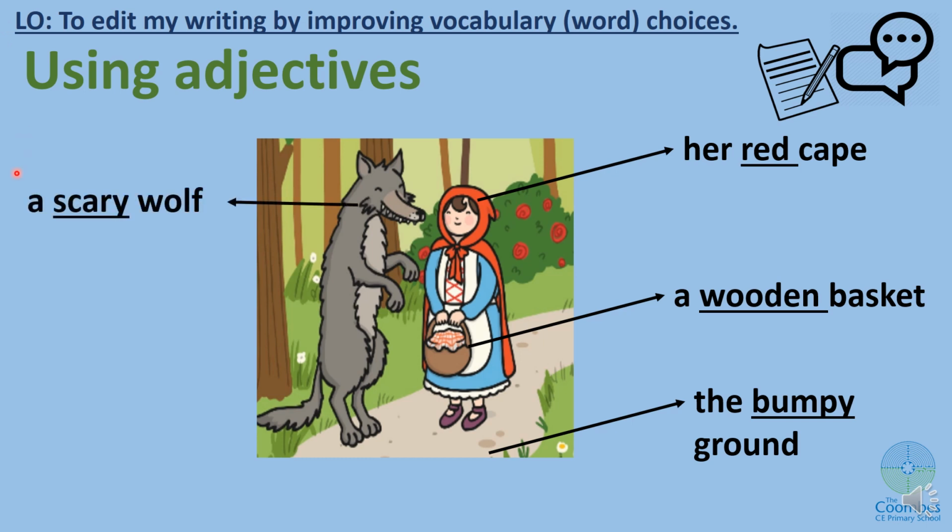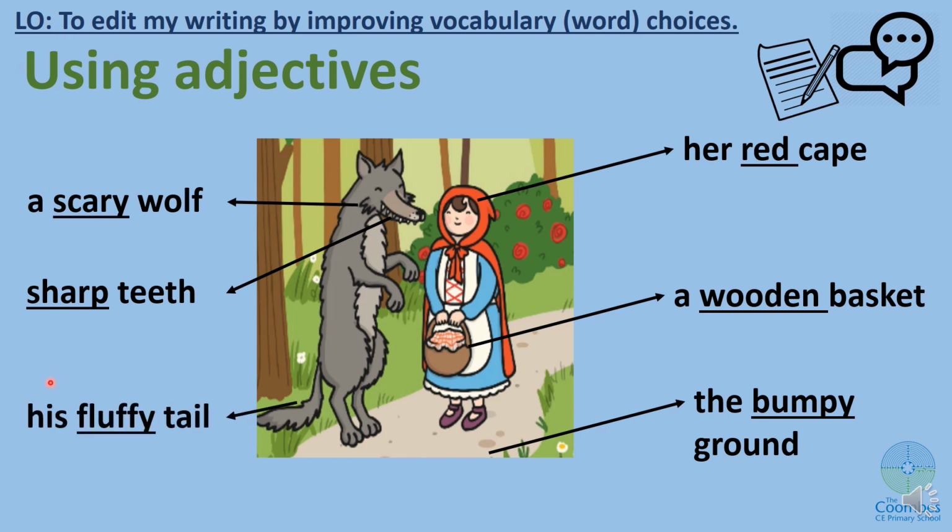Now describing the wolf, it is a scary wolf. Or using my synonyms, I could have put a frightening wolf. And the wolf has sharp teeth. Or I could have said he has pointy teeth. And his fluffy tail. Or I could have put his fuzzy tail, his hairy tail. I could have even gone with colours, his grey tail.